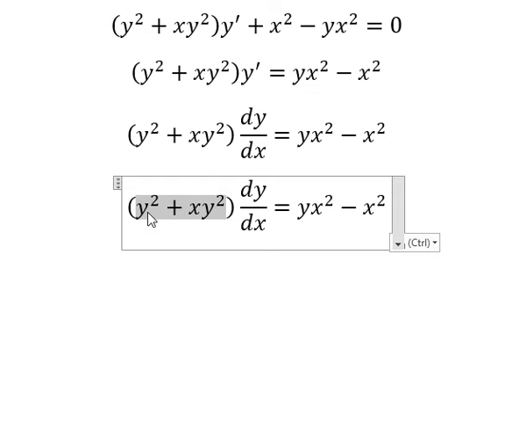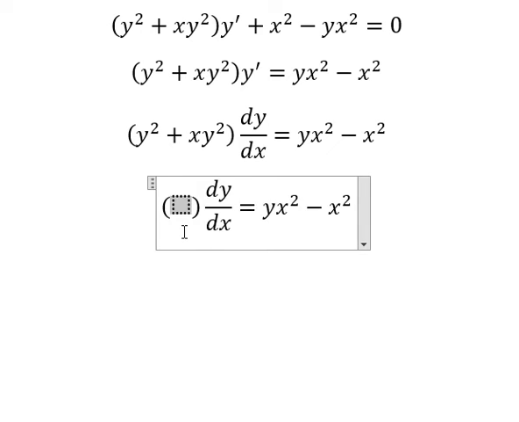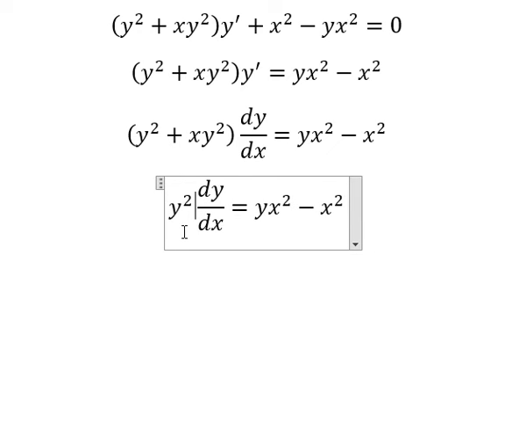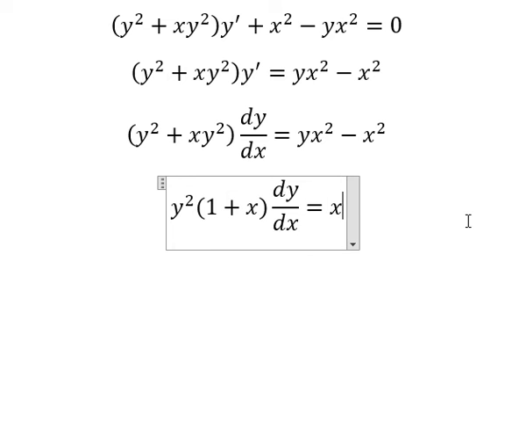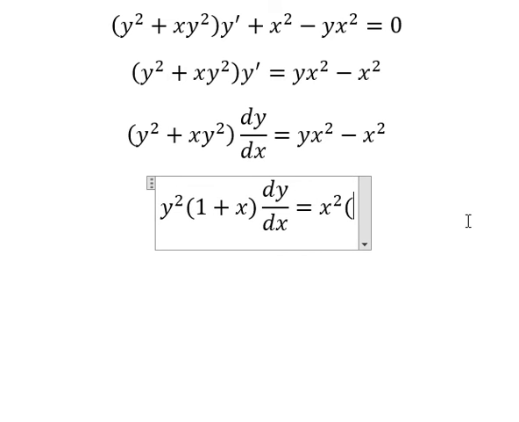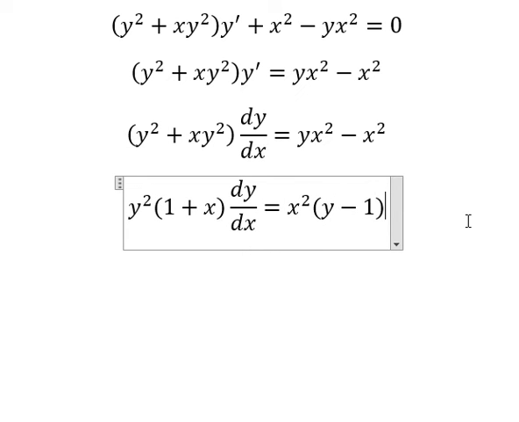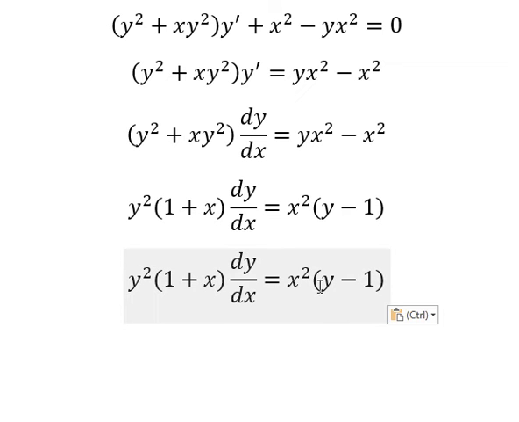In here we have y squared and y squared. Similar for this one, we have s squared and s squared. We divide both sides by y minus 1, 1 plus s, and ds we move on the right.